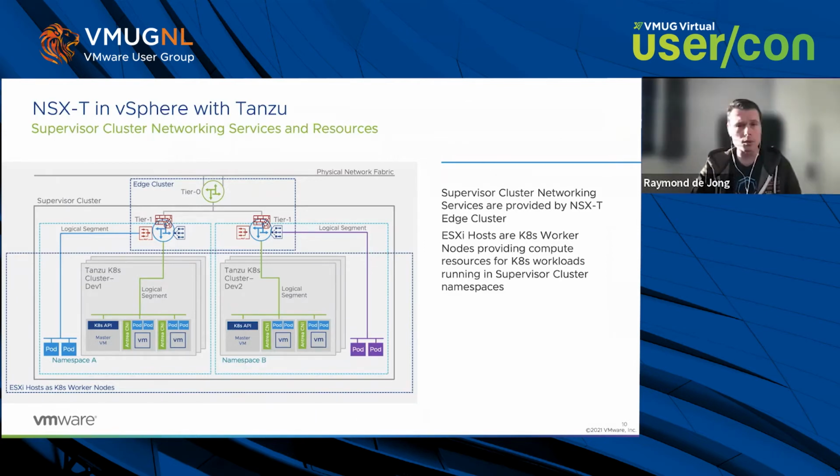And now, when I talk about network services, we need to think about firewalling, NAT, and load balancing. All those resources will be bound to a tier 1 gateway in NSX and will be run on an edge cluster.